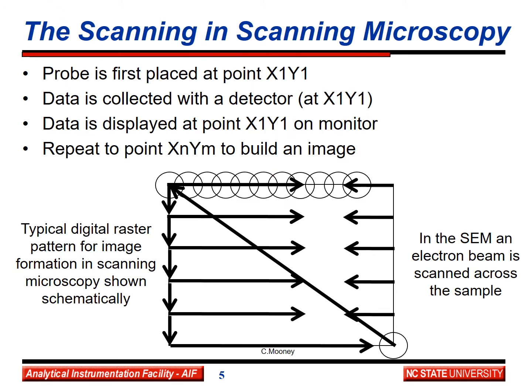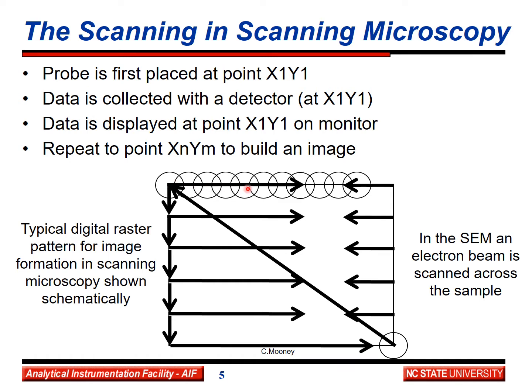The scanning in scanning microscopy means that we place our probe at the first point on the sample and we pick up data with a detector. Then we assign that data to the first point on the view screen. Then we move our probe to the second point on the sample. We collect data with a detector there and we assign that to the second point on the view screen.